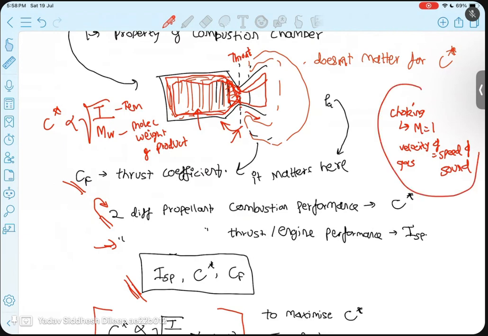Okay, choking, Mach number 1 at the throat. Mach number is basically the velocity of gas divided by the speed of sound. A is the speed of sound.